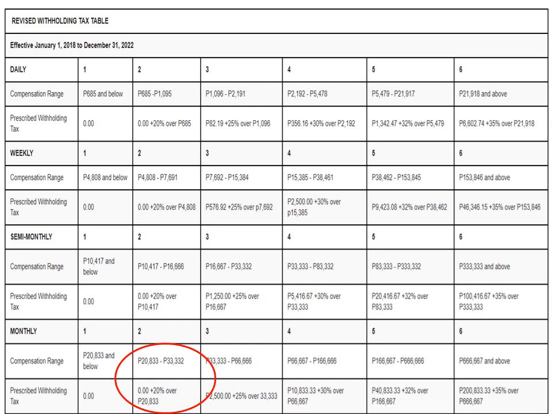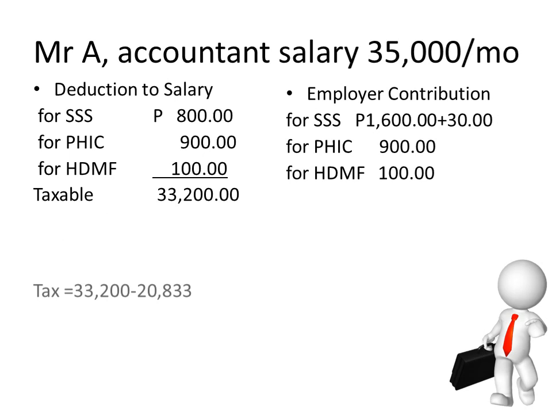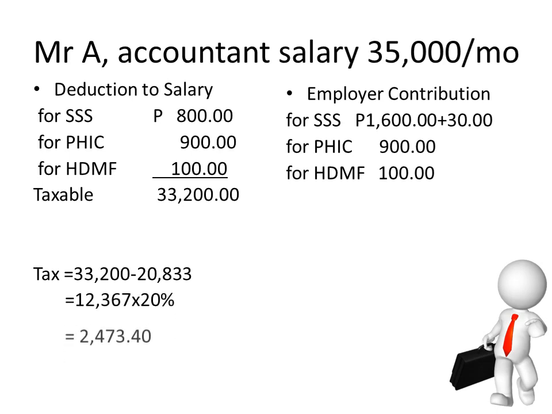Okay, so meaning 0 or higher than 20,833 would now be taxable at 20%. Any amount over 20,833. Okay, so you have 33,200. We deduct the ceiling, which is 20,833. So meaning if your taxable income is 20,833 and below, no tax will be deducted unless there are additional income that would be given to you and not subject to our de minimis income.